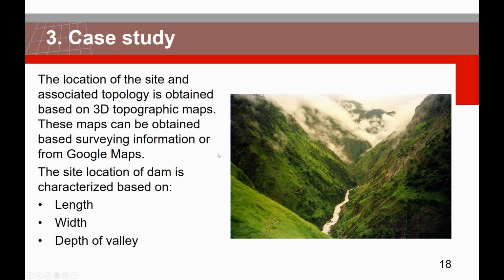But right now, let's see a case study. As we said, first we have to find a reference site, and this site should be obtained based on 3D topographic maps. There are 2 ways that we can obtain this topography. The first one is that you already have the information, because you surveyed the field, or from Google Maps. And some simple criteria for the site location of the dam are that it should be characterized based on the length, the width, and the depth of the valley.